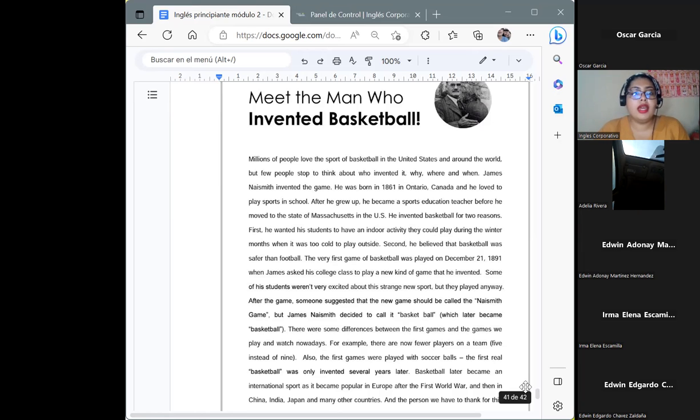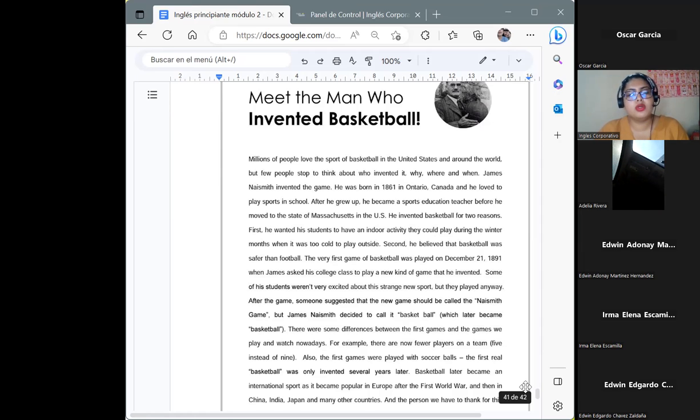So, in this case, it says, millions of people love the sport of basketball in the United States and around the world. But few people stop to think about who invented it, why, where, and when James Naismith invented the game. He was born in 1861 in Ontario, Canada, and he loved to play sports in school. After he grew up, he became a sport education teacher before he moved to the state of Massachusetts in the US. He invented basketball for two reasons.